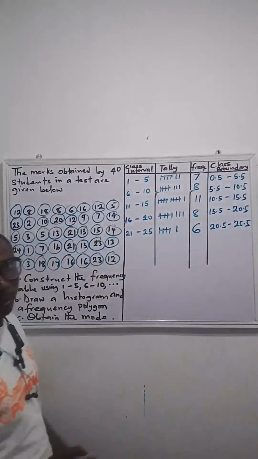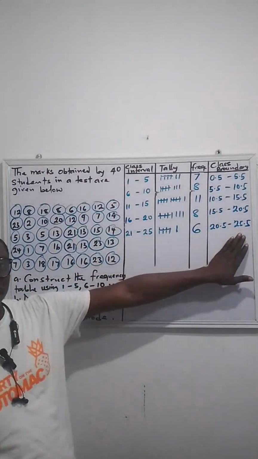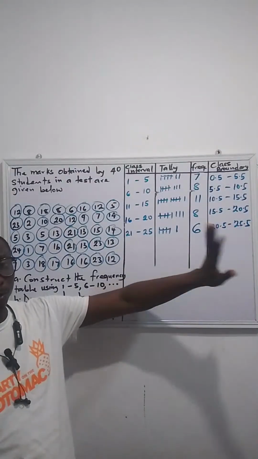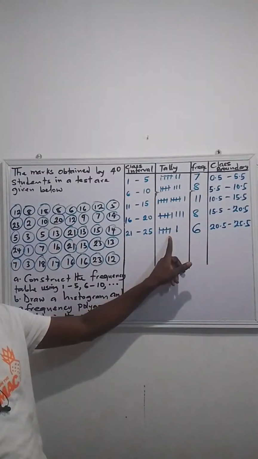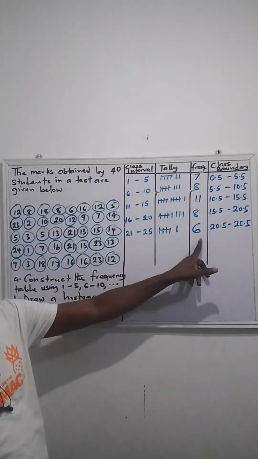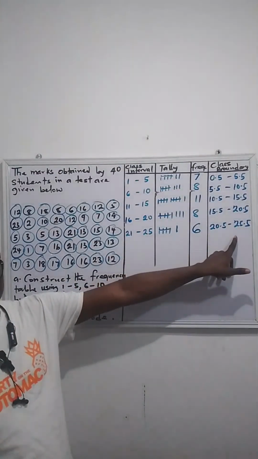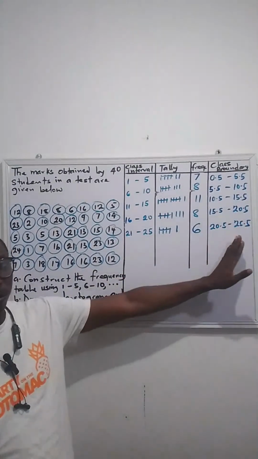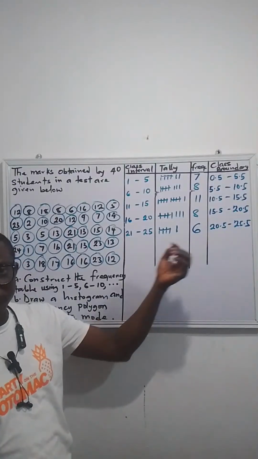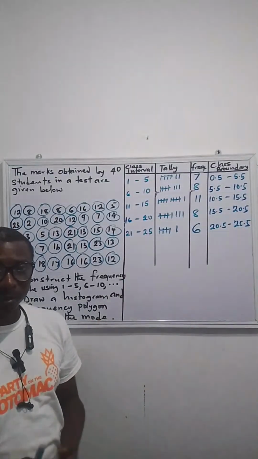For doing this alone, there will be a mark for you. Let me show you where marks will be awarded. For showing us your tally, there's a mark. For your frequency, there's a mark. For your class boundary, there is a mark. So once all of these are done correctly, you must have earned yourself about 3 points.